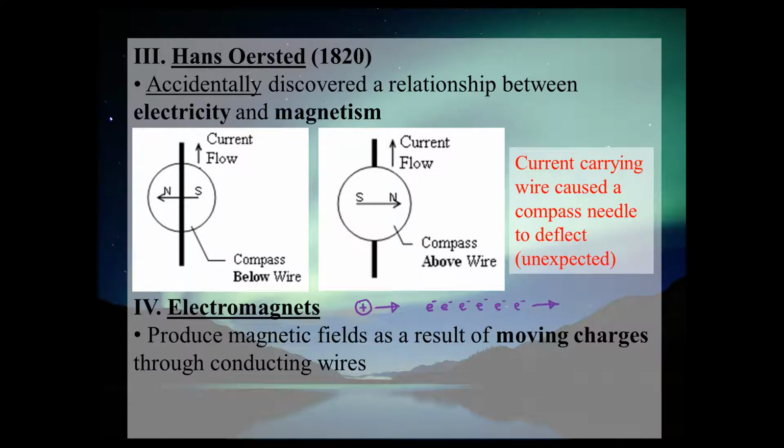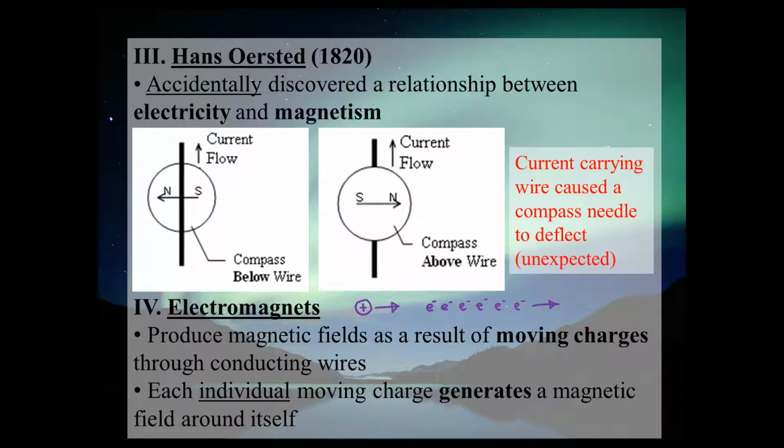So typically, the object that we deal with is a conducting wire. A conducting wire can have electrons moving through it. And as I just mentioned, each one of these individual electrons can produce its own magnetic field. When you put them all together, then they produce a larger magnetic field.